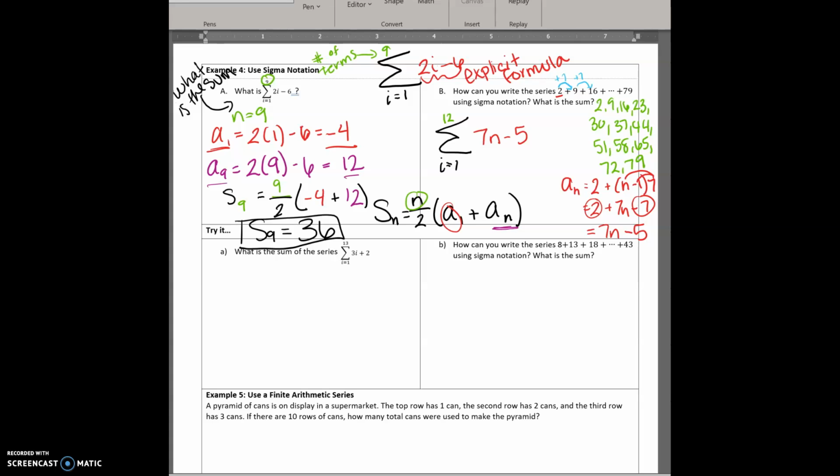So there's sigma notation, and then it says what is the sum. So we also have to do that, but we already have all our information here. I'm going to erase this, sorry. I don't have enough room. So we know that there are 12 terms.